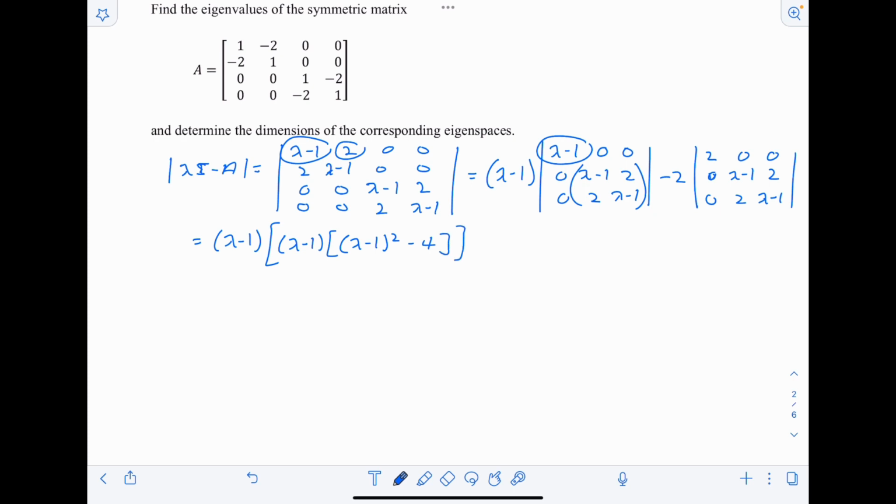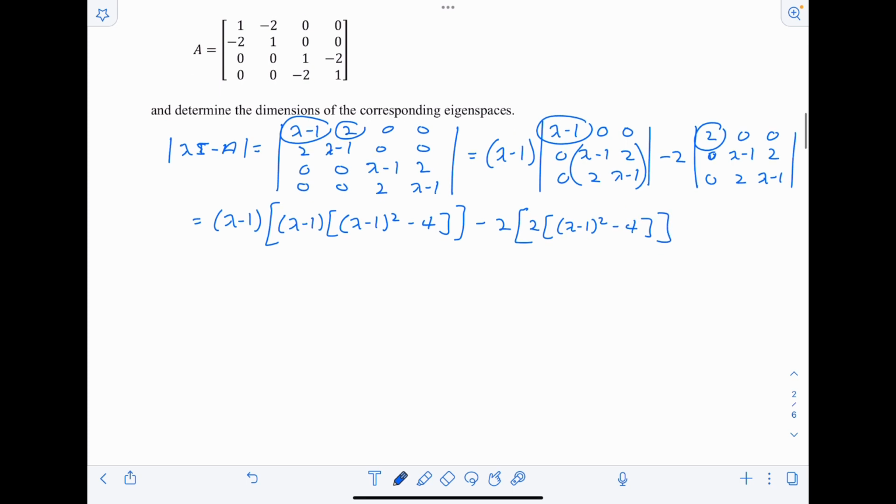And then we've got the next part of the problem. We've got the minus 2, and then times, again, I'll just focus on that 2 because the rest are zeros. 2 times lambda minus 1 squared minus 4.